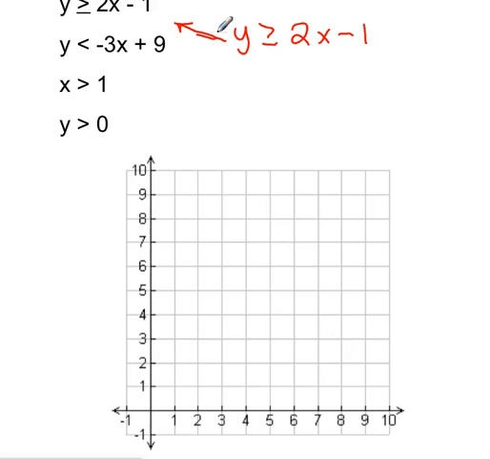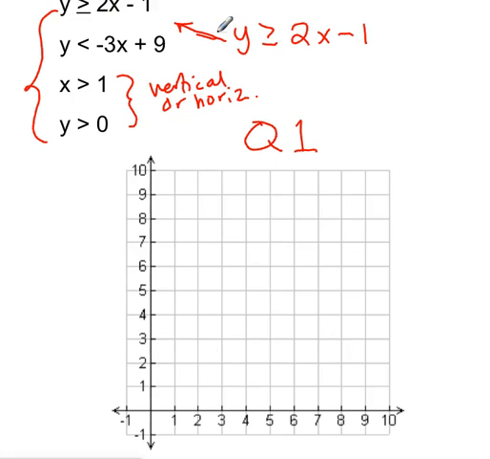So I'd like for you to graph these four inequalities on a coordinate plane, but only specifically quadrant 1. So please look only at quadrant 1, which is what we have right here. Okay? Remember, these two inequalities are going to be either vertical or horizontal lines. So make sure you are refreshing yourself on that for tomorrow.